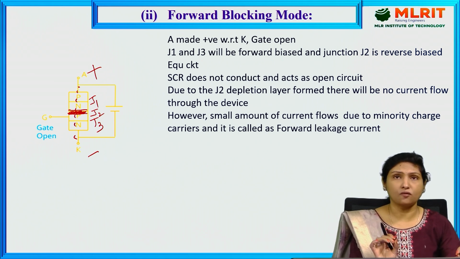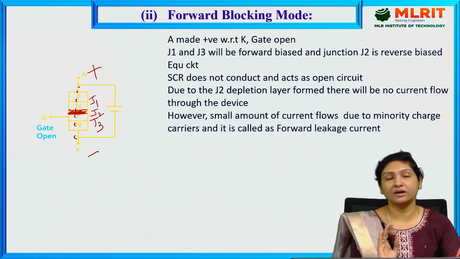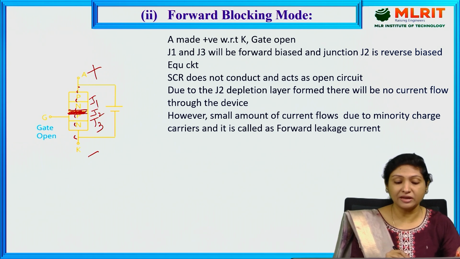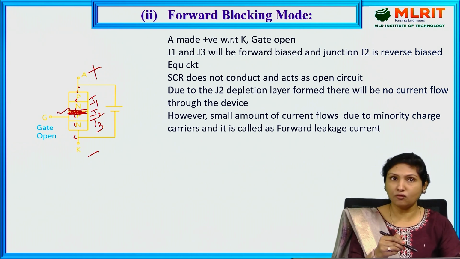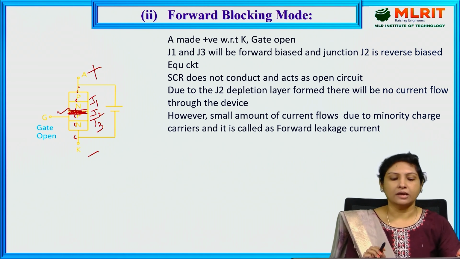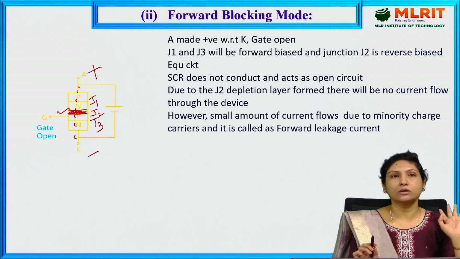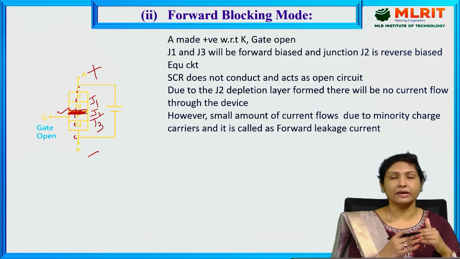That is, in the forward blocking state, the device is ready to conduct but not in the conducting state. Ready to conduct in the sense, if we can break this particular depletion layer, in that case, it allows free flow of electrons through it. So that is the reason it is ready to conduct but not in the conducting state. So here SCR does not conduct any current through it.